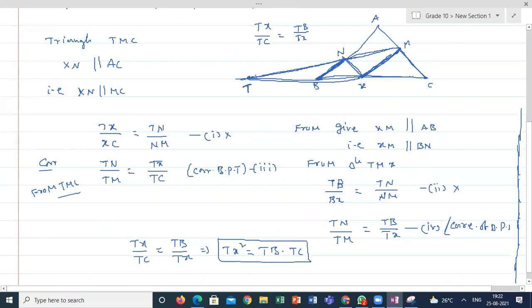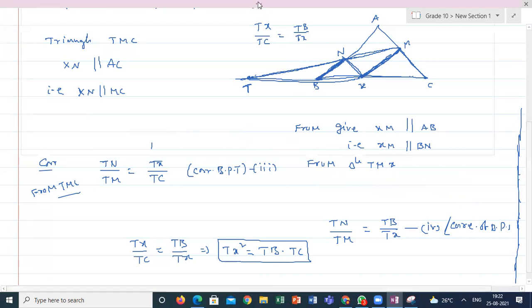So here the clue is, instead of taking the basic proportionality theorem, I have to take the corollary of the basic proportionality theorem. These statements are not required for us. I'm going to delete unwanted statements. This is the BPT theorem. This is also the BPT theorem. This is from triangle TMX, basic proportionality theorem. From triangle TMC, basic proportionality theorem.